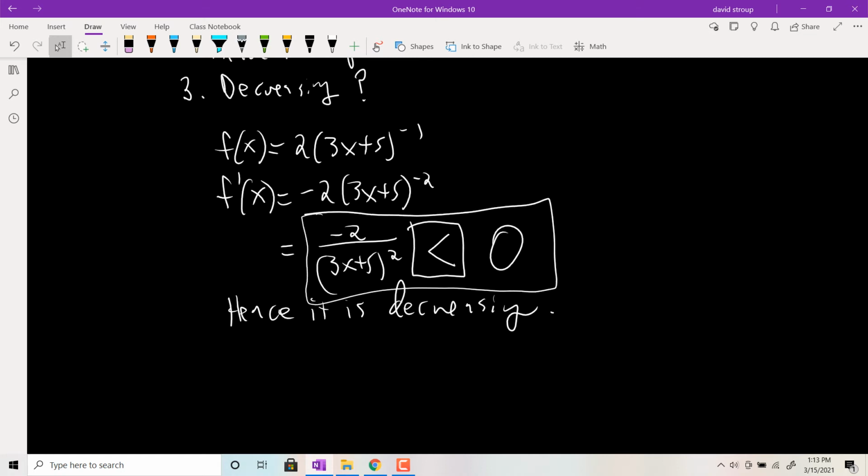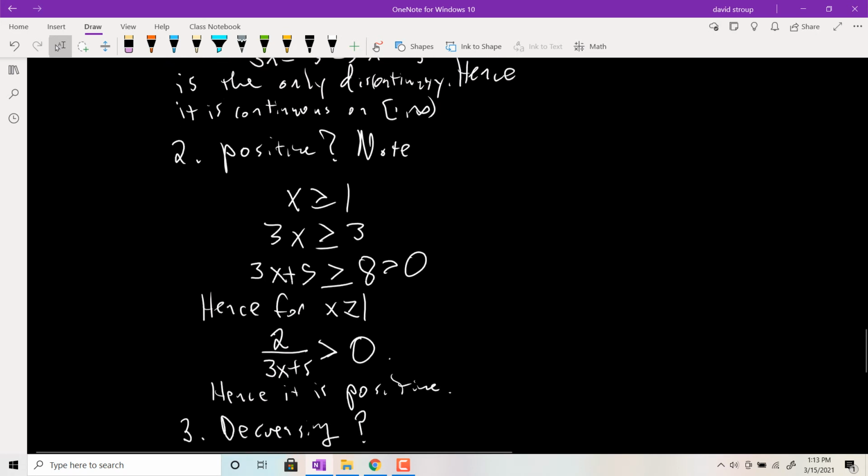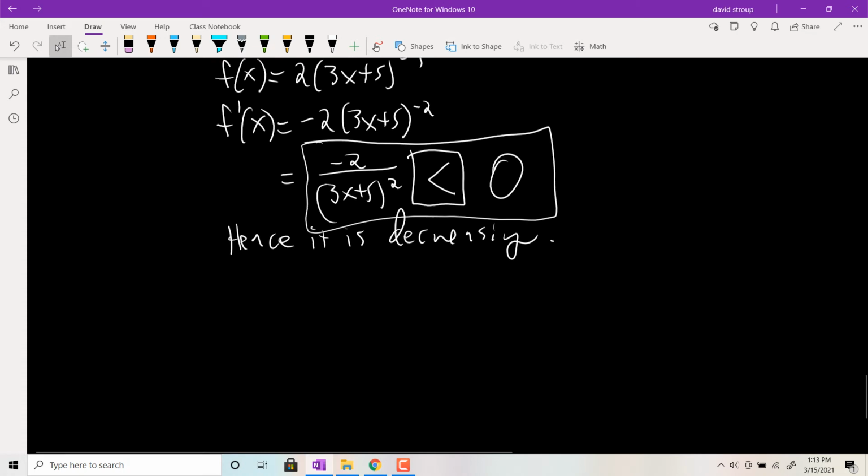And if you have this inequality, you can make your conclusion, hence it's decreasing. Hopefully that's clear. I don't need you to show it's continuous and positive, just show it's decreasing. Once you've shown all of that material, then you can go ahead and apply the integral test. So let's try it.